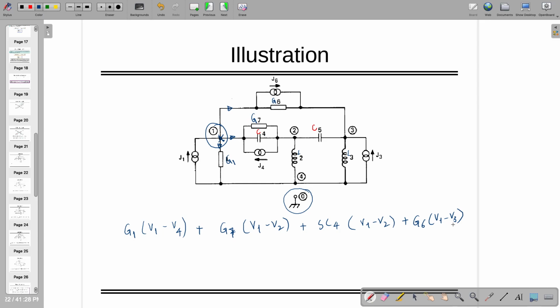Yes or no? If I make any mistake, please let me know, right? And that will be equal to. So look at the current direction, minus plus. So you have to make that. So J1, J4, and J3. Now incoming will be plus J6. Okay, J3 where does it go? Okay, J6 only, right?